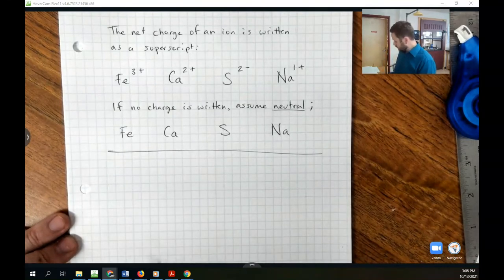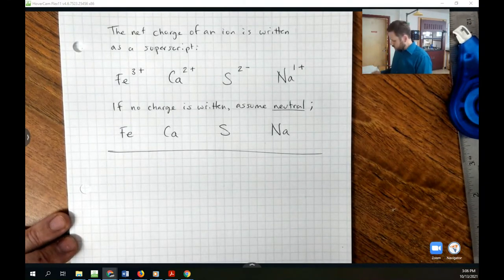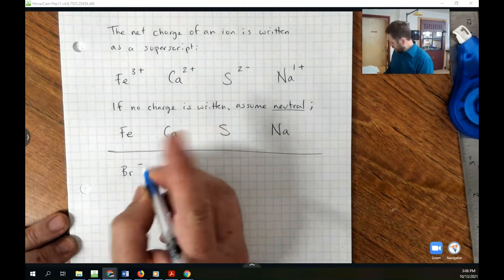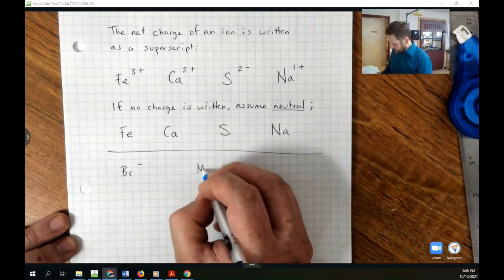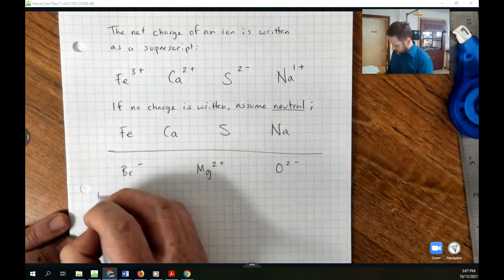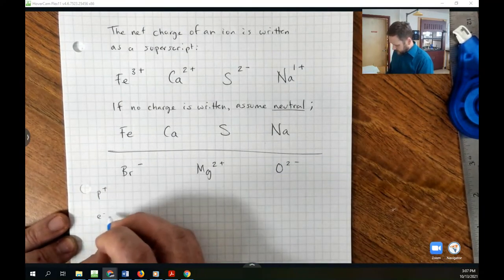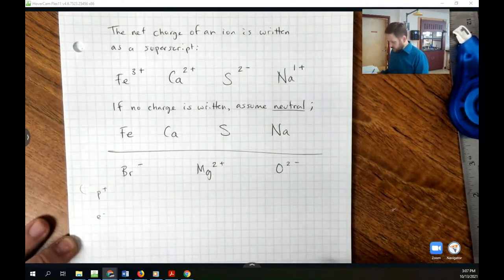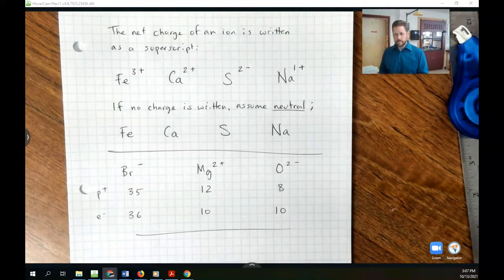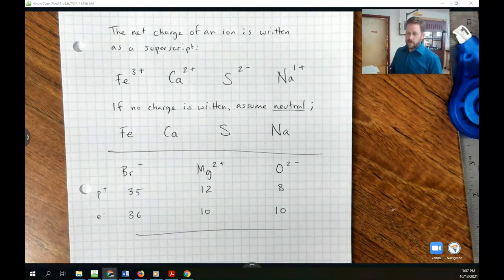So here's a few other examples we can look at. For instance, what's the total number of protons and the total number of electrons in these? A bromine anion called bromide, a magnesium cation, or an oxygen anion. How many protons are there and how many electrons are there? Let's see if we can answer those questions before we move on. So there's the answer to those questions, and it is always going to be important to keep track of those charged particles of an atom.